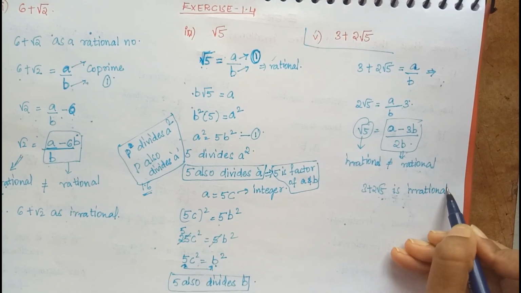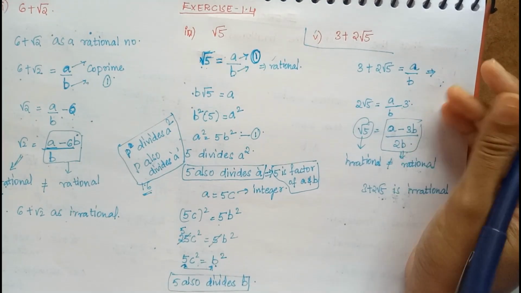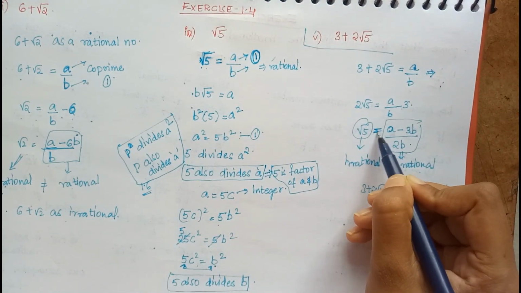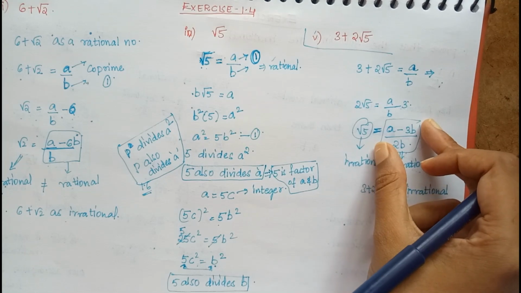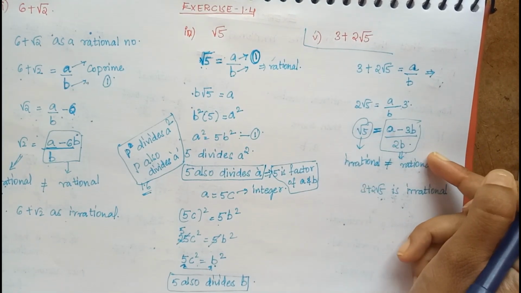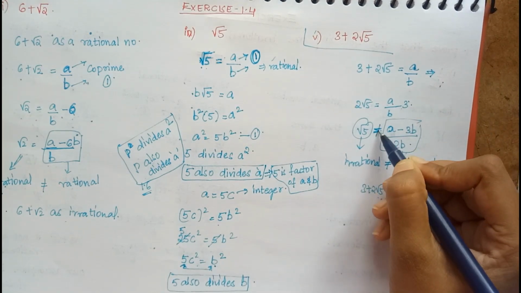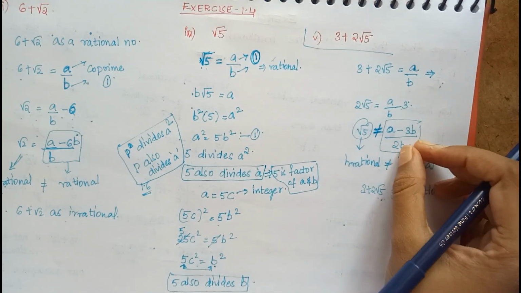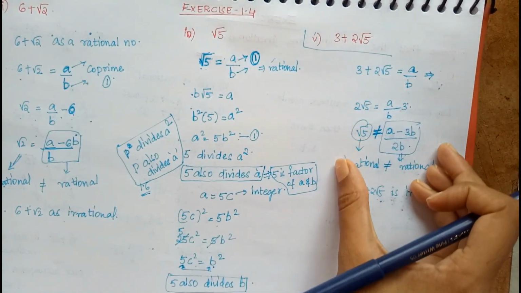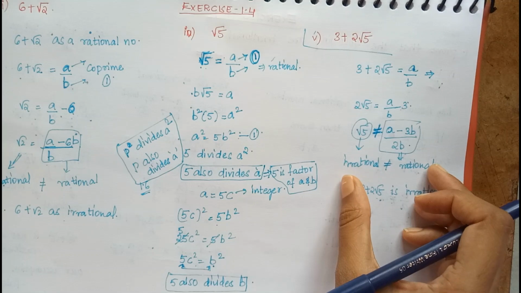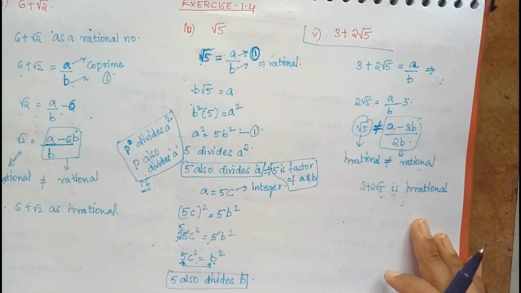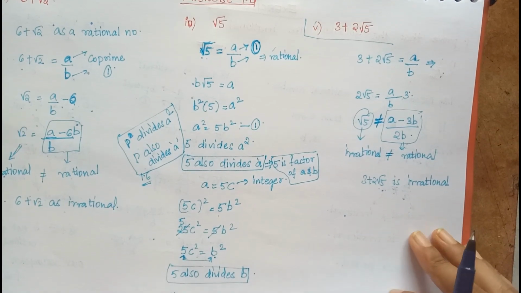It is not a rational number. Here, if it is a rational number, then this condition must be satisfied, that is, root 5 must equal a minus 3b by 2b. But irrational cannot be equal to rational. This condition is not satisfied. What we assumed was rational, and we went on to solve the problem. At the end, the condition we got is false. So we can say 3 plus 2 root 5 is an irrational number.